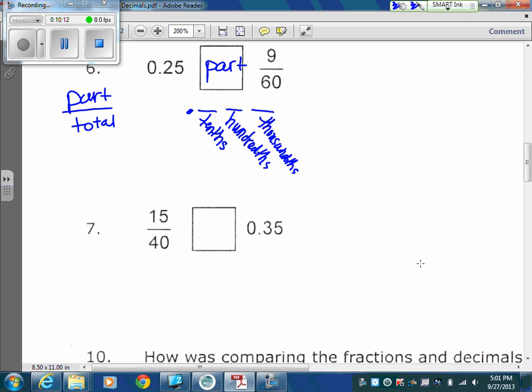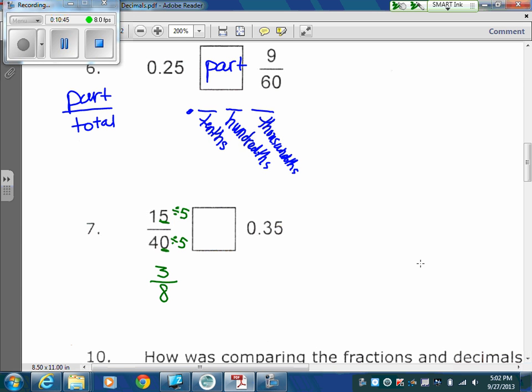I'm looking at 15 and 40. I noticed that we have a 5 for 15 and a 0, and I'm thinking divisibility rules. Our divisibility rule says if our numbers end in a 5 or a 0, they are both divisible by 5. So that'll at least get me to a starting point to make it smaller. 15 divided by 5 is 3. 40 divided by 5 is 8.